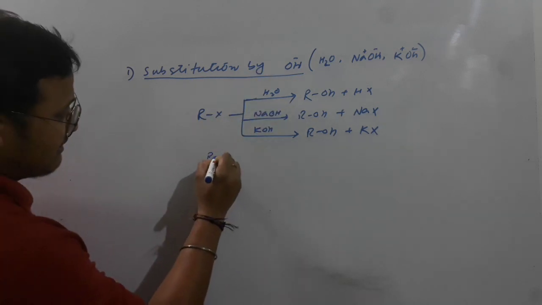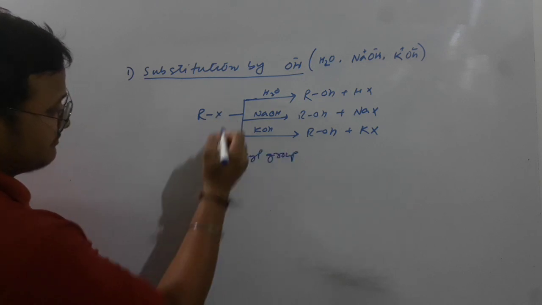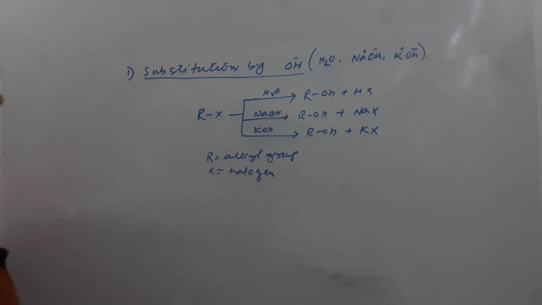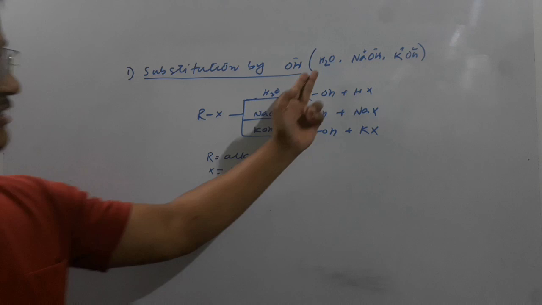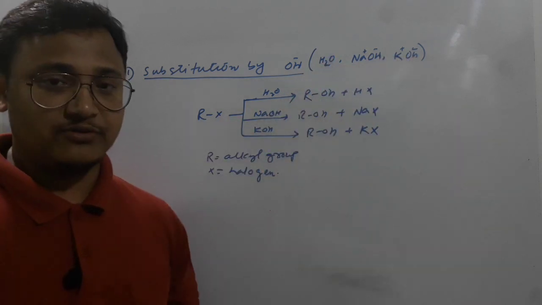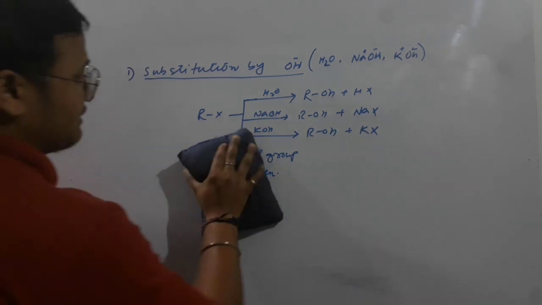So you can write an example also. R will be your alkyl group, that's it, right? X will be your halogen here. So we can do the reactions in this way. If we react with any one of these, we are replacing the halogen by the OH group. Clear, I think.